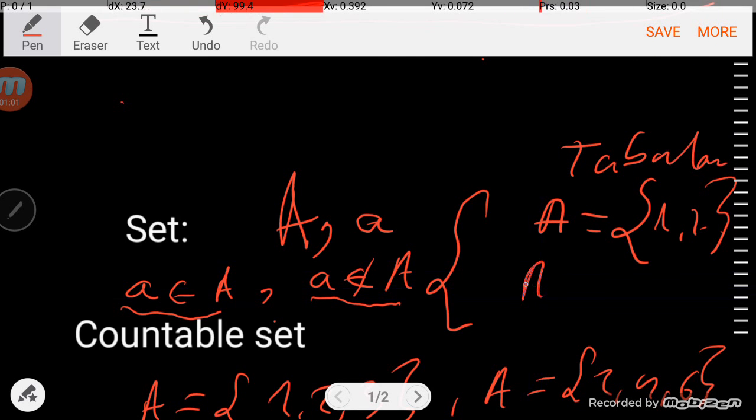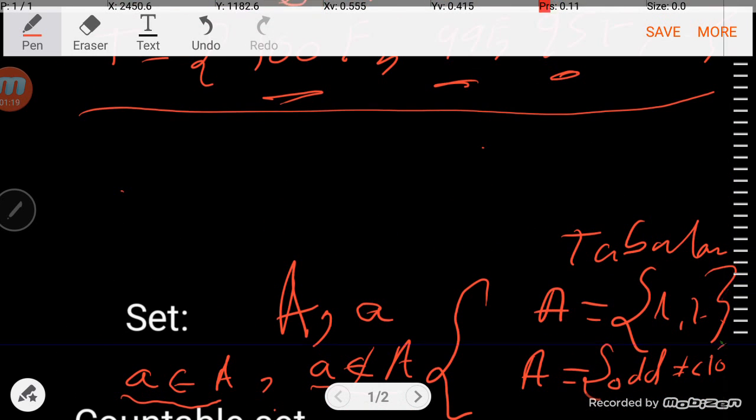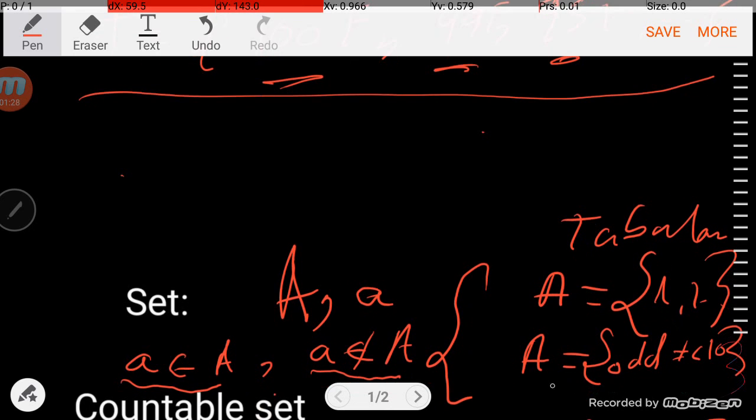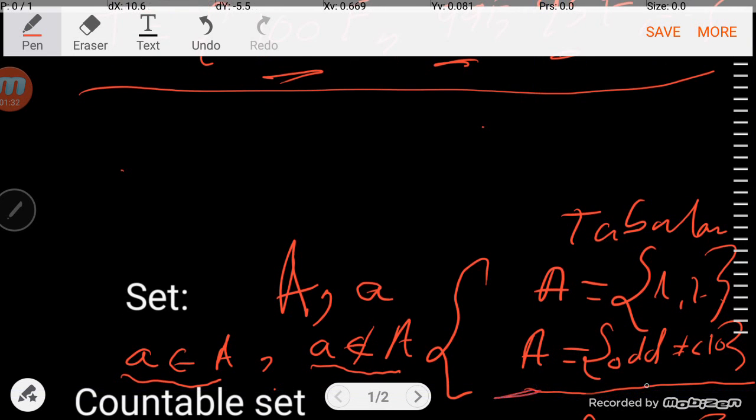But if we have like this, A equal to odd numbers less than 10, this type is called rule type because we have a rule here to determine the elements. We write a rule about the elements, not the elements themselves. This is called rule method. So we have rule method and we have tabular method.